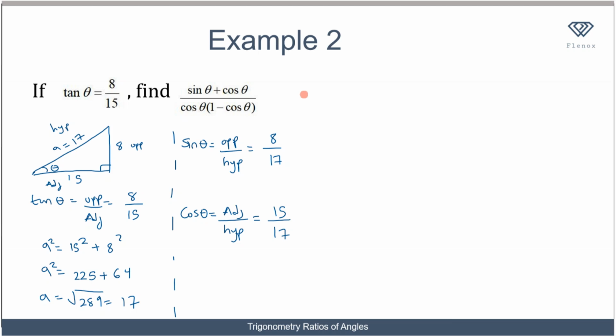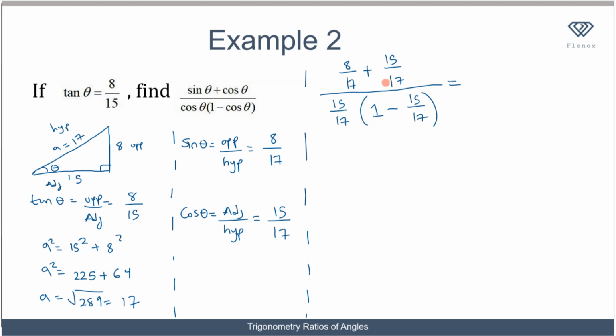Now I can try to evaluate what I'm asked to evaluate. I'm told to find sin theta plus cos theta, with sin theta found to be 8 over 17, plus cos theta found to be 15 over 17, all over cos theta, which is 15 over 17, into the bracket 1 minus cos theta, where cos theta is 15 over 17. And this becomes 8 plus 15 gives me 23 over 17, then over 15 over 17.